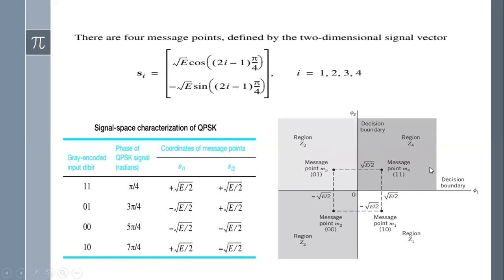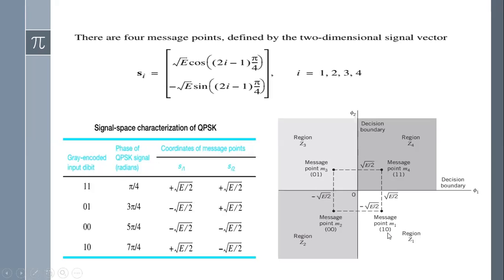So this is your signal space diagram, and this is basis function 1, this is basis function 2, and you see we have message points at pi by 4. Phi 1 and phi 2 are orthogonal to each other, so they are set apart at 90 degrees, and this becomes your pi by 4. This is your 3 pi by 4, this is your 5 pi by 4, and this is your 7 pi by 4. Pi by 4 phase represents message point 11, 3 pi by 4 represents 01, 5 pi by 4 represents 00, and 7 pi by 4 represents 10.